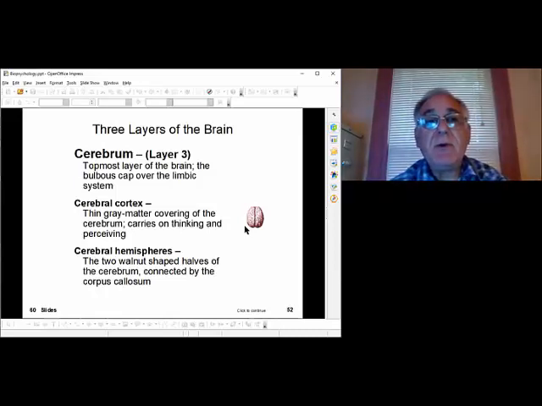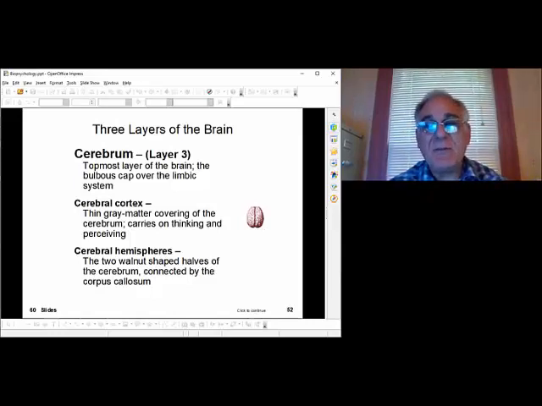So the cerebral cortex is a thin gray matter covering of the cerebrum. It carries on our thinking, perceiving, and judgments, and it controls our emotions as well. Cerebral hemispheres, here's a picture of it right here, and I purposely made it small so that it looks like a walnut. Have you ever opened up a walnut and looked at it? If you haven't cracked it all the way and smashed it, that's what it looks like. It looks like a walnut.